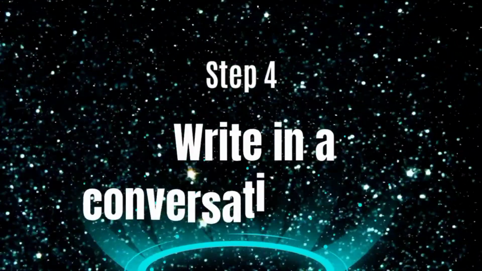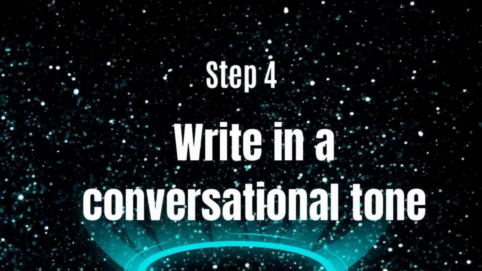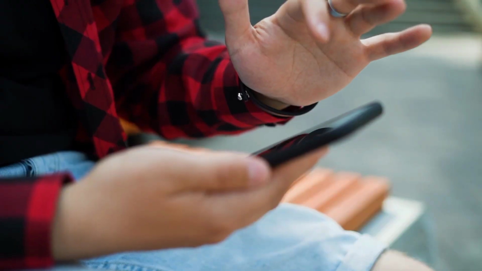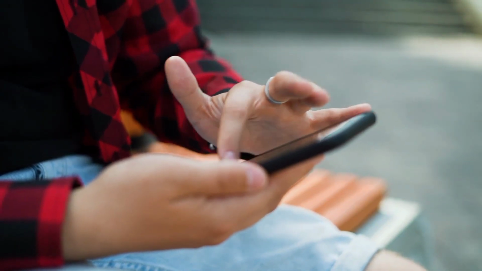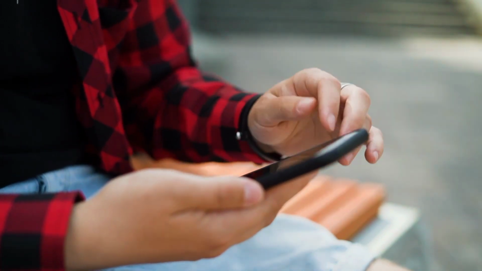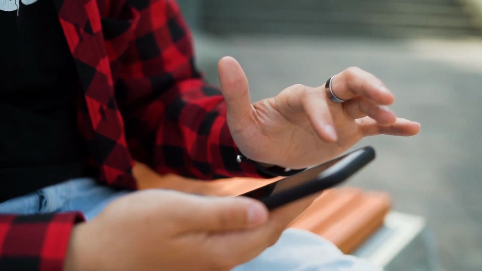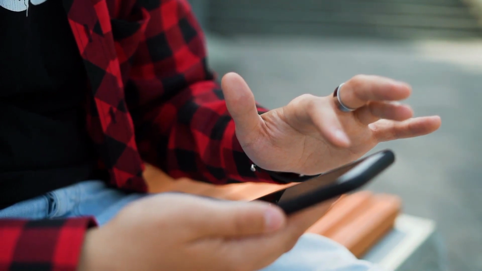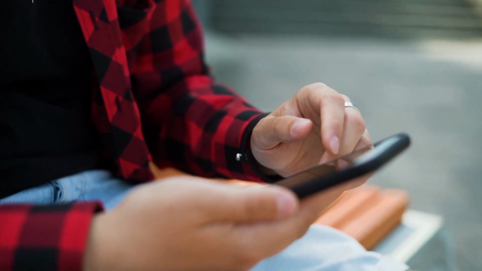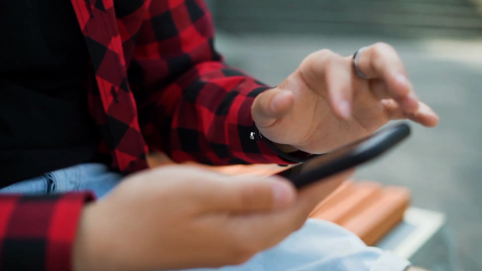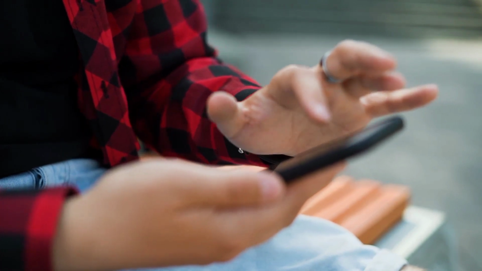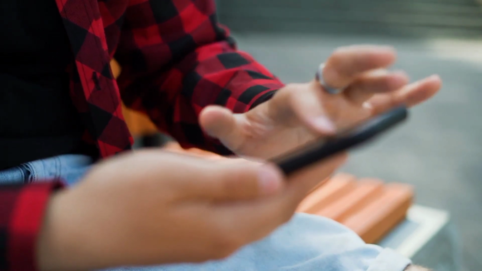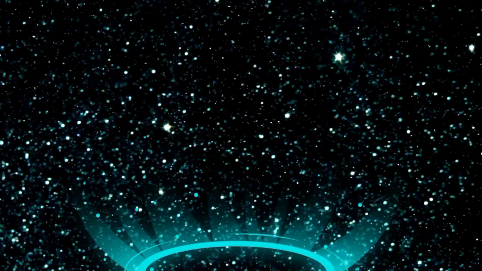Step 4. Write in a conversational tone. Blog writing should be conversational in tone. Write as if you're having a conversation with your readers, using a friendly and approachable style. This will help your readers feel connected to your content and engaged with what you have to say.